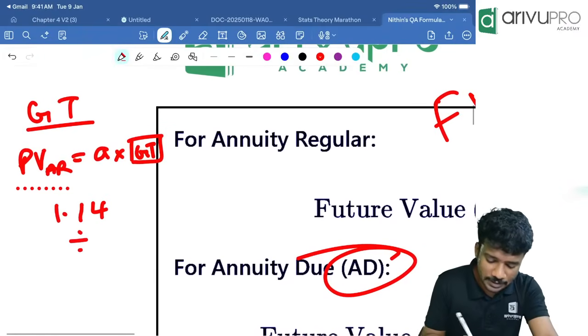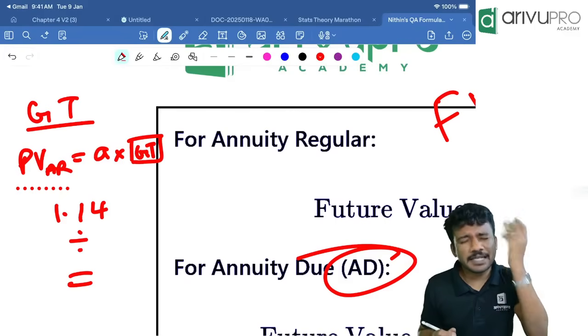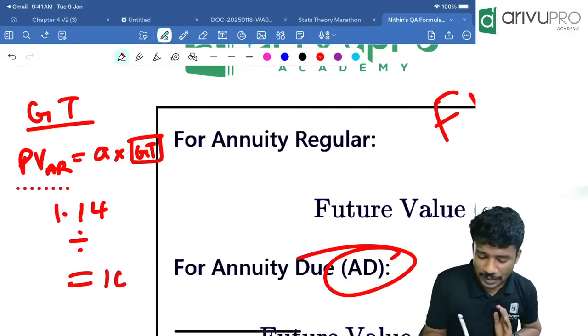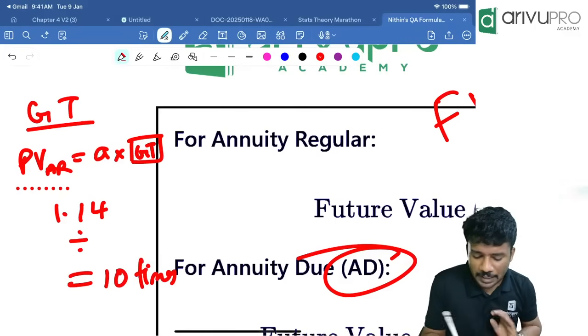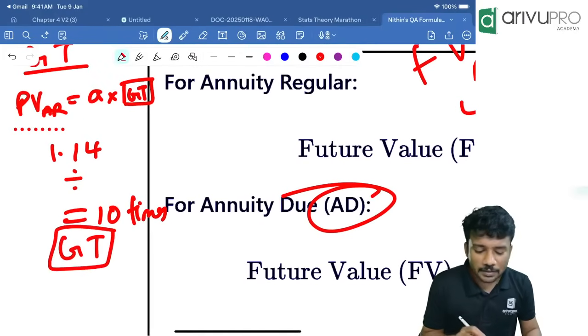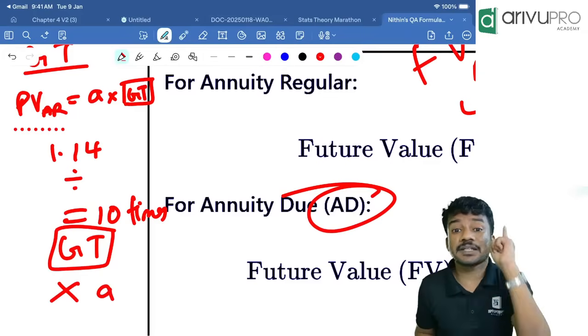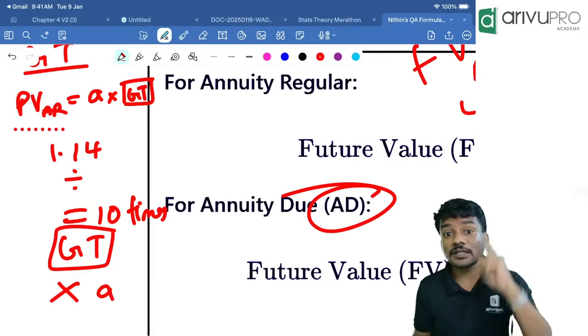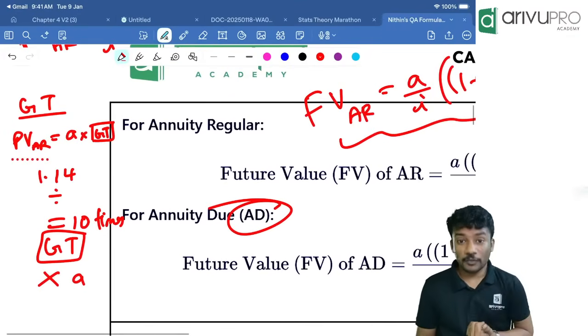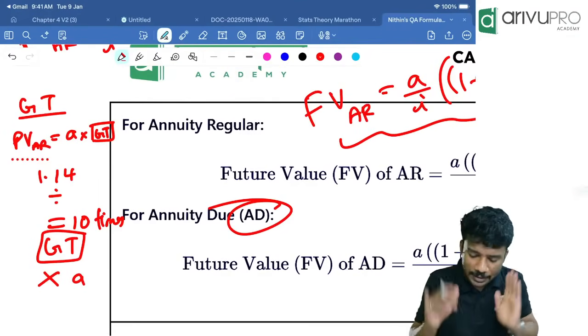Then click the divide sign, then equal to, as many times as the number of years. For example, if 10 years are there, you will click equal to 10 times. Then click the GT button on your calculator, then multiply it with the annuity value. You will get the present value of annuity regular. If it is annuity due, what you will do? You will multiply this entire thing with 1 plus I. That's all, people.